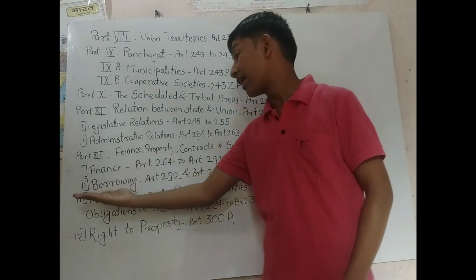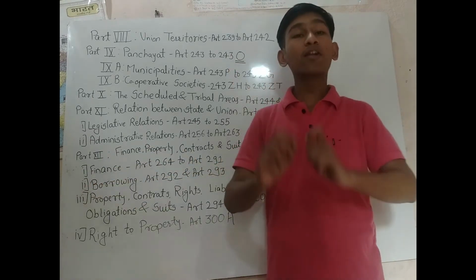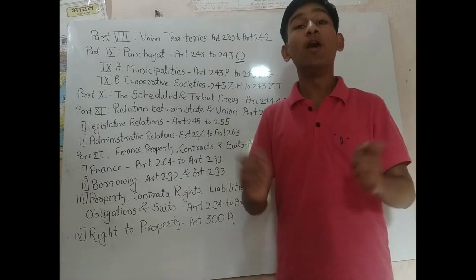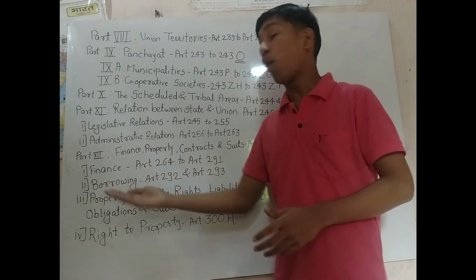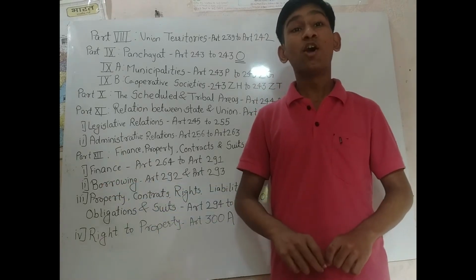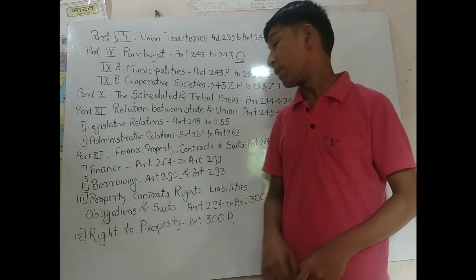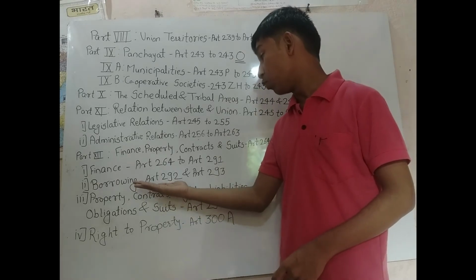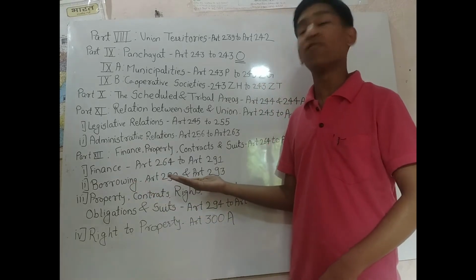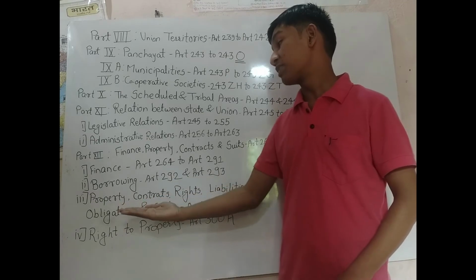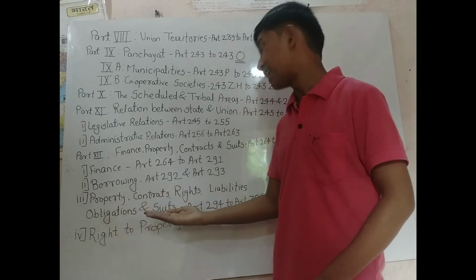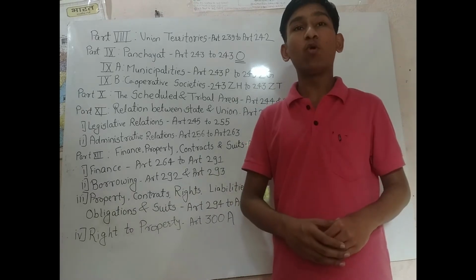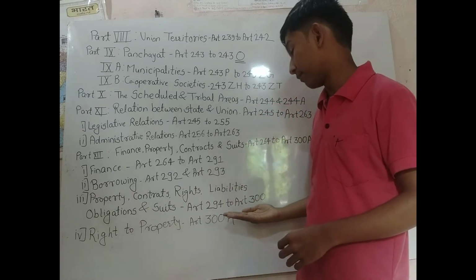And next, it's regarding the borrowing, how our country should take loans from the World Bank or any other countries, or every single piece of information regarding borrowing, may it be for reserve banks or the other banks, everything is mentioned in Article 292 and Article 293 of the Indian Constitution. Next, it's for property, contracts, rights, liabilities, obligations and suits from Article 294 to Article 300.